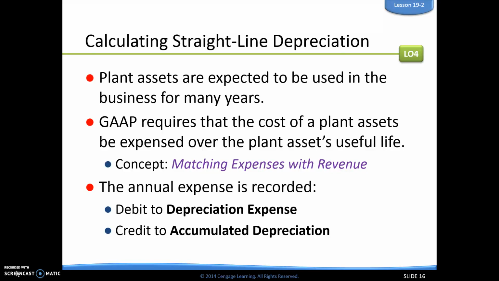So anytime that we have depreciation expense, it's going to be recorded as a debit to depreciation expense and a credit to accumulated depreciation. Now, in this lesson, we're not actually going to be journalizing. We're just going to be learning how to calculate depreciation. So the journalizing will actually happen later in this chapter.